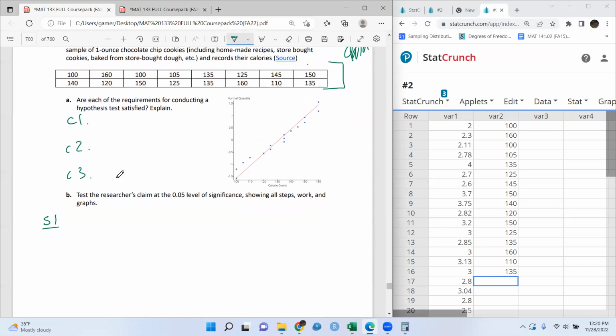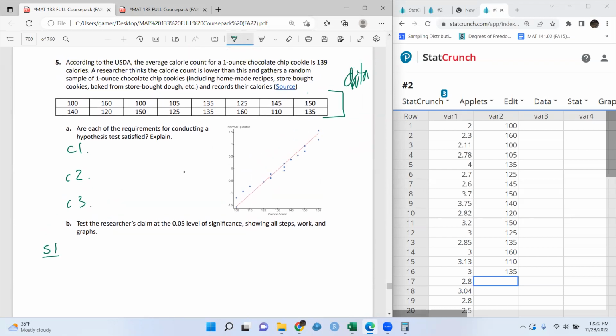Yeah. Okay, so now the big one. What did you use for your number in H0 and H1? 139. Good. And it's less than. Oh, let's see, how do we know? A researcher thinks the calorie count is lower. So here we get the claim part. And lower than this, so less than 139. Excellent.